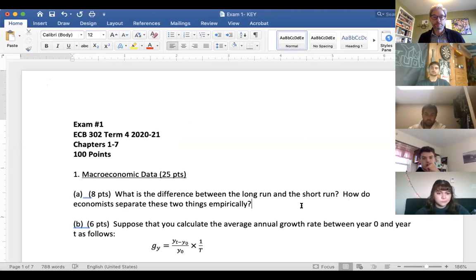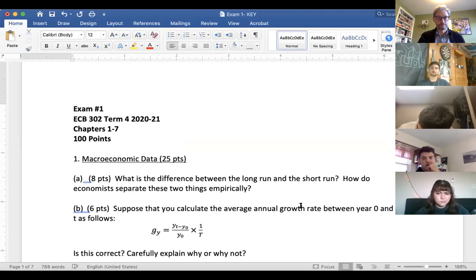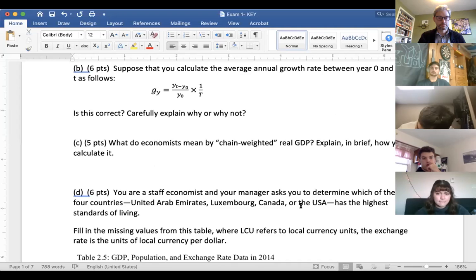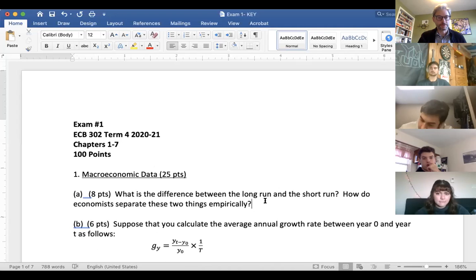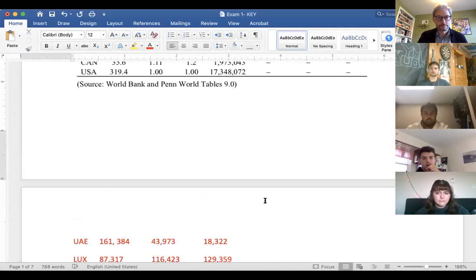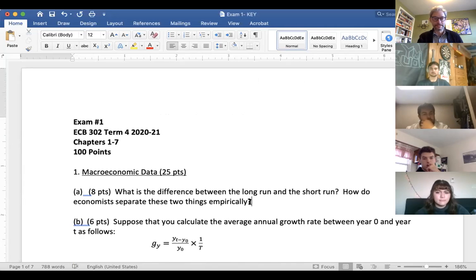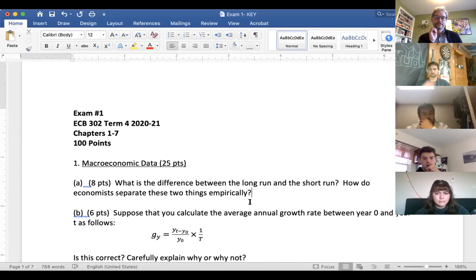First off, what's the difference between the long run and the short run? Actually, I'm sorry, I rephrased this question a little bit differently on your exam, but it's still basically the same. I changed the question on your exam, but I didn't change it on the key. What's the difference between the long run and the short run? How do economists separate these things empirically?